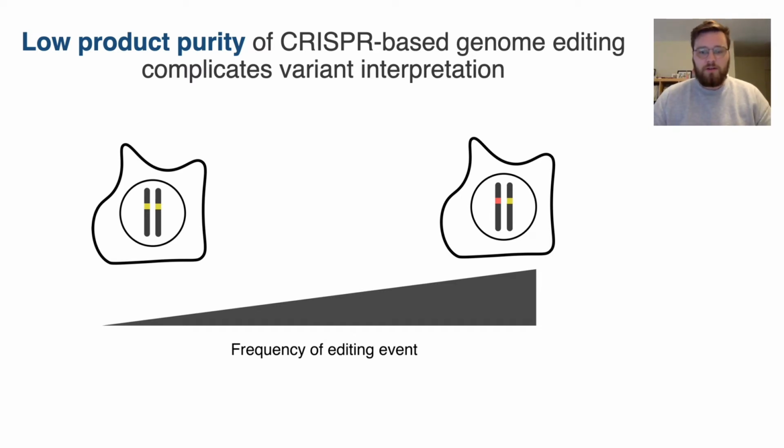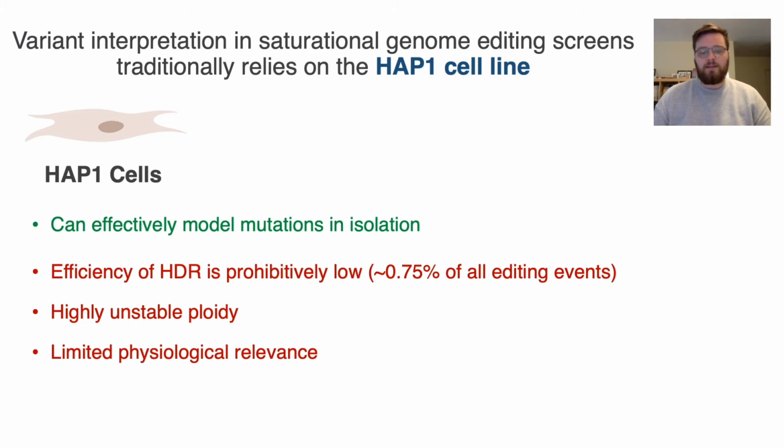The way the Shendure group got around this was by using the HAP1 cell line. So HAP1 cells are a near haploid human cell line, which makes them great for looking at mutations in isolation. The downsides, however, is that HDR is prohibitively low. Their ploidy is highly unstable, so it actually takes quite a bit of work to maintain these cells as haploid in culture. And then obviously, given their haploid nature, there's some questions about their physiological relevance.